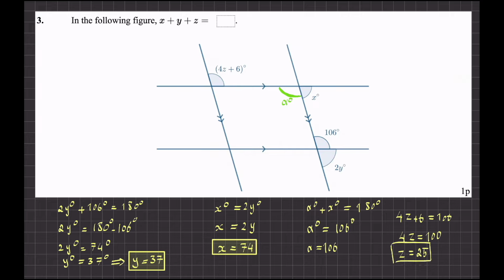Yes? But the question mark is asking about the sum of these three angles, so it becomes 37 plus 74, so far 111, and I have also a 25, so it becomes 136. So the answer that I have to type here is 136.